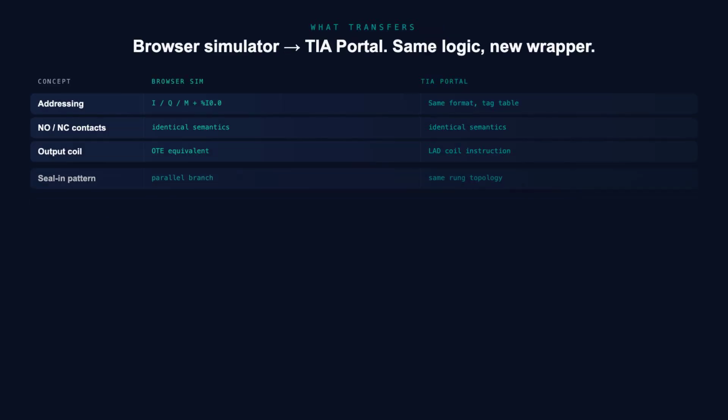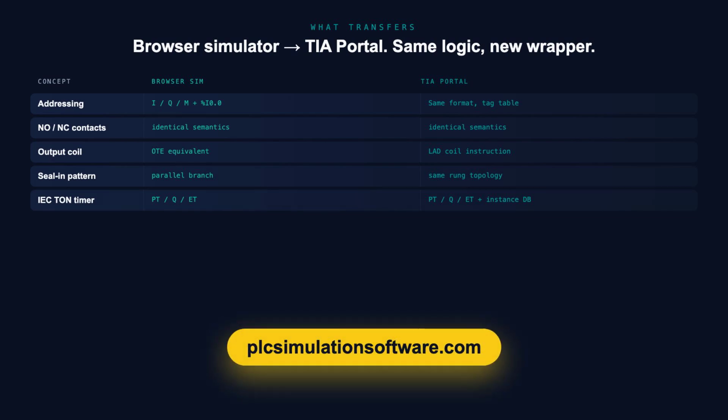A word on what transfers and what does not. The browser simulator replicates the programming model: normally open contacts, normally closed contacts, output coils, IEC timers, and the Siemens I Q M addressing system. Every rung you build in the simulator uses the same instruction semantics and the same logic patterns as TIA Portal. What it does not replicate is the Siemens IDE itself, the project tree, the hardware configuration, the device catalog, the diagnostic tools. The value is practicing the logic.